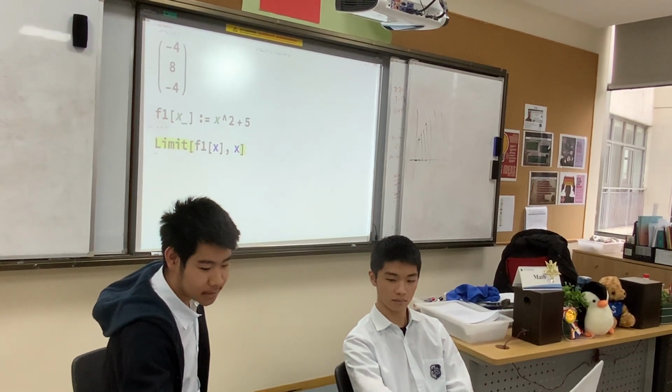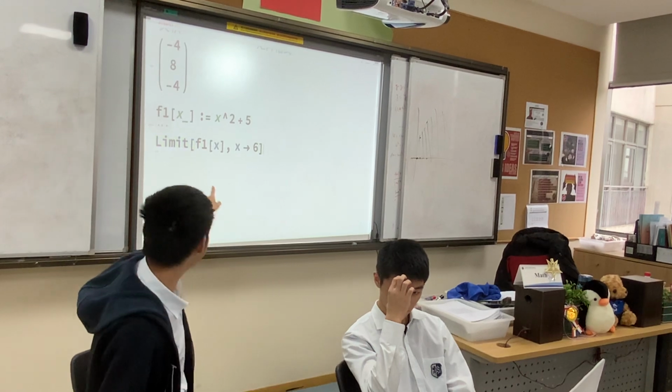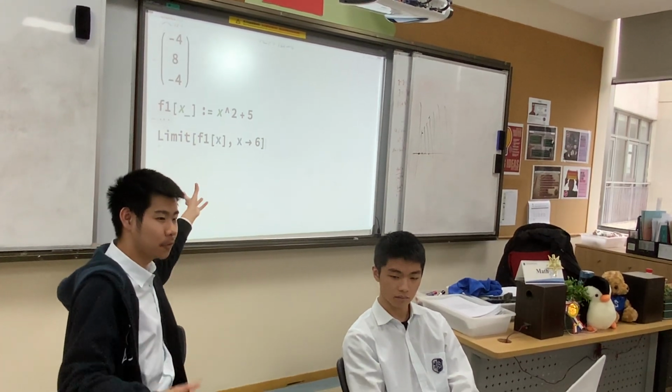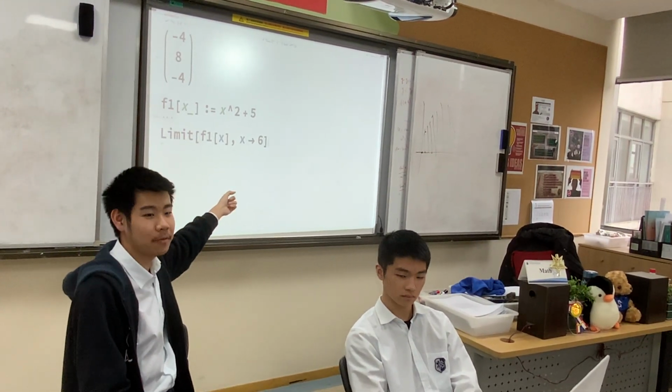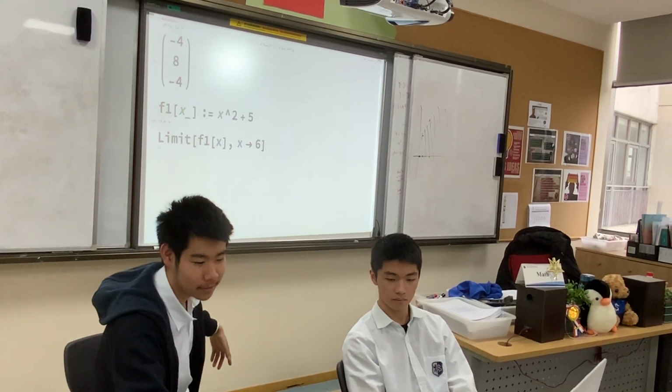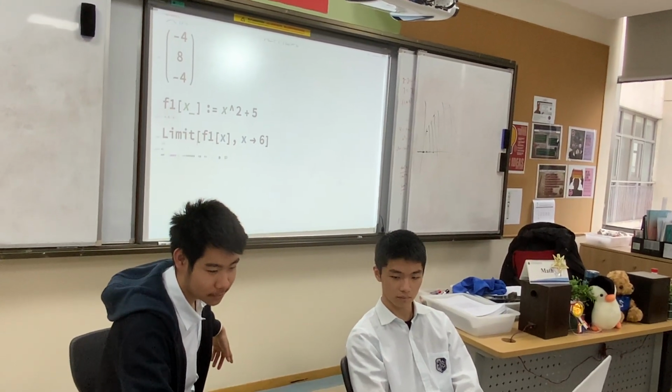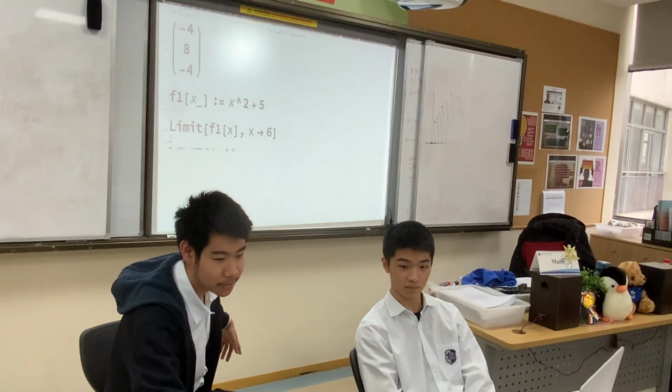X approaches 6, we said. X approaches 6. Now it turns into sort of a blue-gray again. It means, hey, Mathematica recognizes it. So now you can run it. I would say it's green. So the answer is 41.